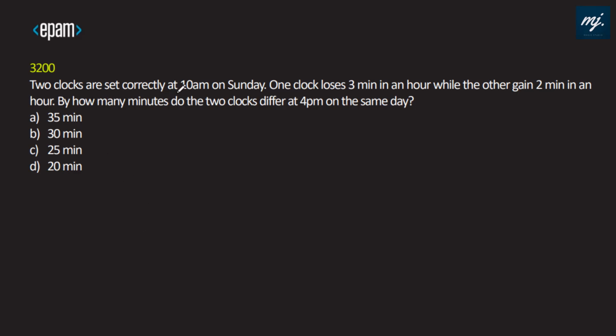Two clocks are set correct at 10 AM on Sunday. Both are correct at 10 AM Sunday. One clock loses 3 minutes in an hour, so this goes -3 per hour. And the other gains 2 minutes in an hour, so this goes +2 in an hour. By how many minutes do the two clocks differ at 4 PM on the same day?